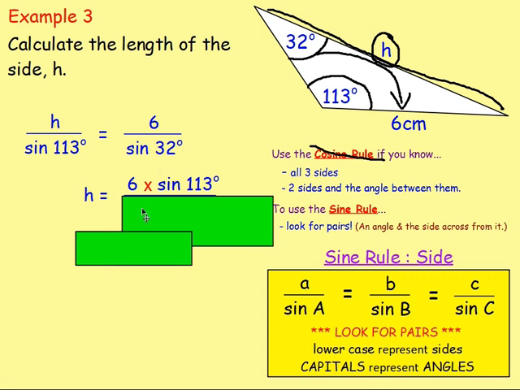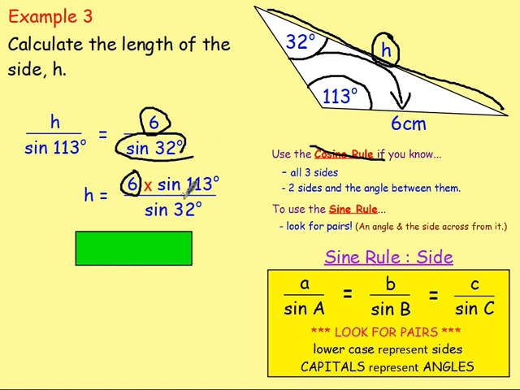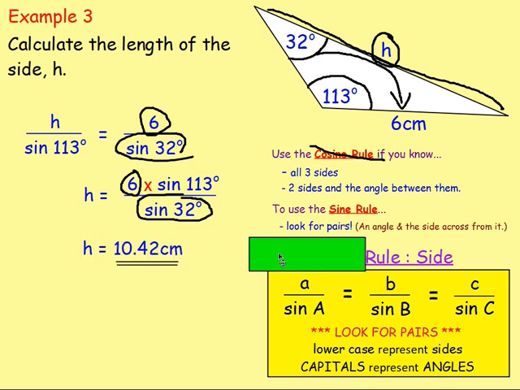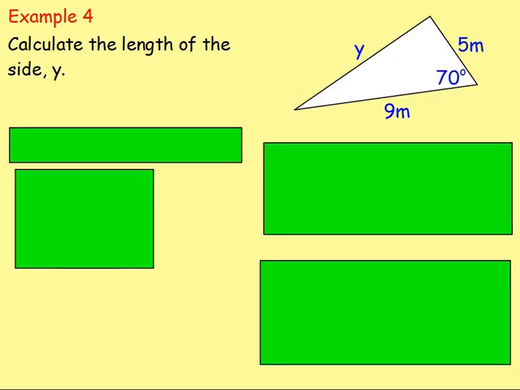And we're still dividing it by sine 32. Notice how the 6 is on top and the 6 is staying on the top. The sine 32 is on the bottom and the sine 32 is staying in the bottom. All we're doing is we're multiplying by the sine 113. If you work that out, you can key that into your calculator. And you end up with 10.42 centimetres to a couple of decimal places. And that is the length of the side H. Woo! Let's try another one.